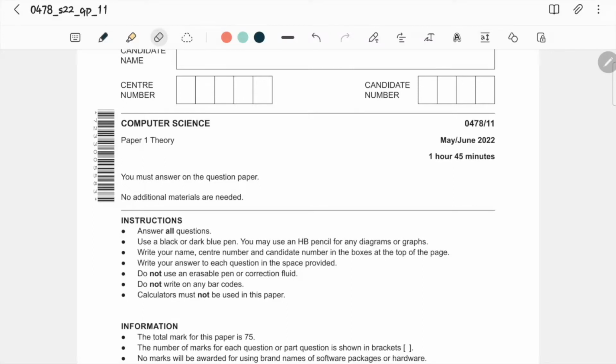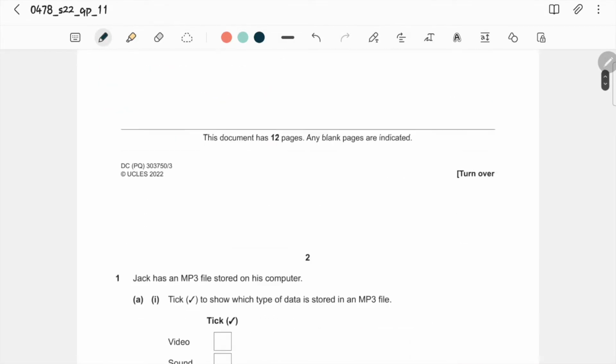In today's video, guys, we are going to be having a look at the computer science May June 2022 paper that was just done a few months ago. So this is the latest paper for the computer science syllabus so far. So let's begin with this paper, and without wasting any time, let's just start.